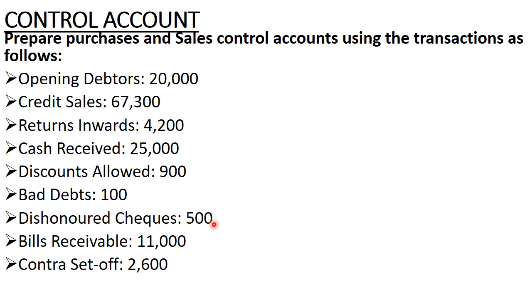Dishonored check, that is people paid you money, but the checks were dishonored, so they have to pay you again, so sales control. Bills receivable, okay, so you're expected to receive some bills, so sales control. And contra set off, okay, meaning that there was a sales and purchases here.